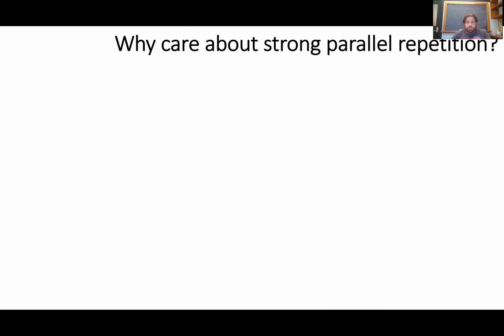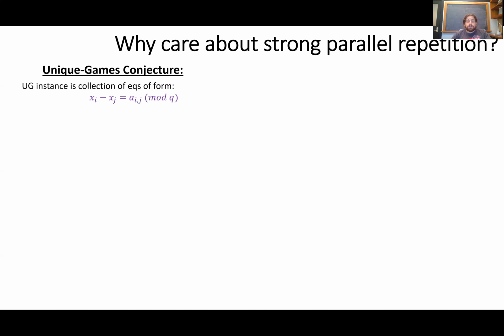So why should we care about this strong parallel repetition? Why do we need to get this epsilon squared down further? So this is a tale of two conjectures. One of them is the Unique Games conjecture. This conjecture is about the complexity of solving a very structured linear system of equations over a finite field. So you are given a system of linear equations, in which each equation is composed of two variables, and you ask whether this system of equations is almost satisfiable or whether it can only be very poorly satisfied.